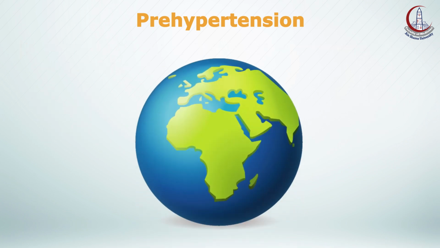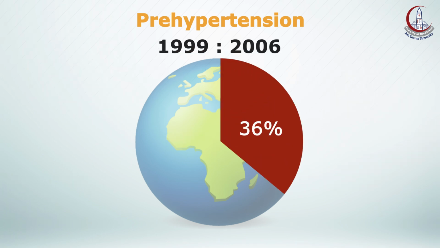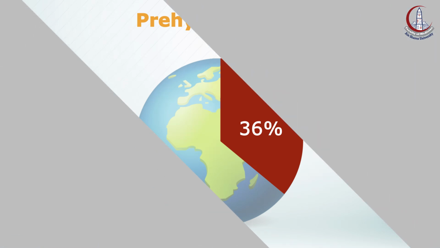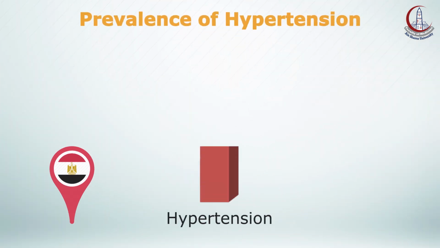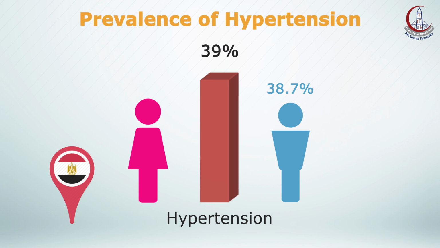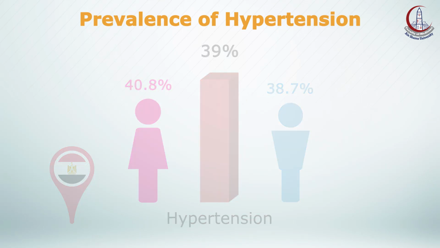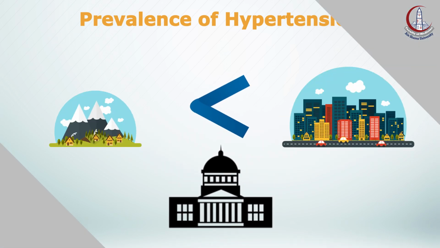The overall prevalence of prehypertension during 1999 to 2006 was 36% all over the world, which was higher in men than in women. In Egypt, the percentage with hypertension has dramatically increased to 39.7% in both sexes, 38.7% in males, and 40.8% in females, as reported by the Ministry of Health and Population in the STEPS Survey 2011 to 2012. Prevalence varies between governorates. It is more in urban than rural areas.